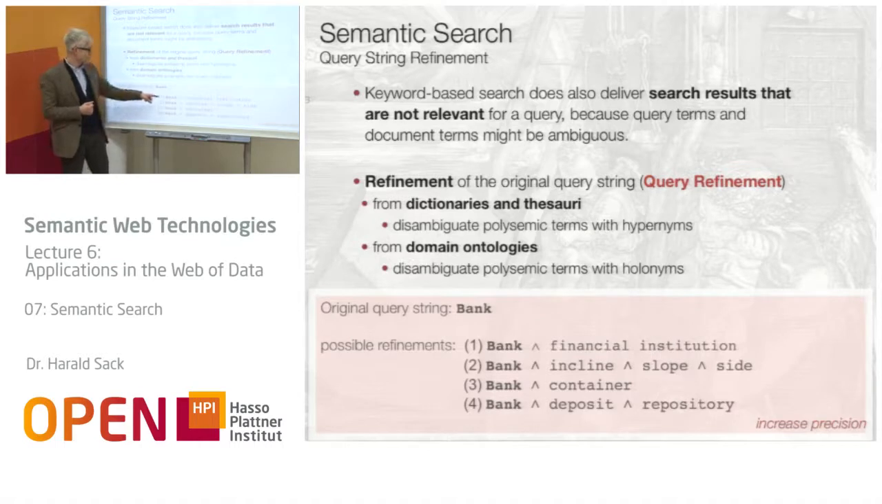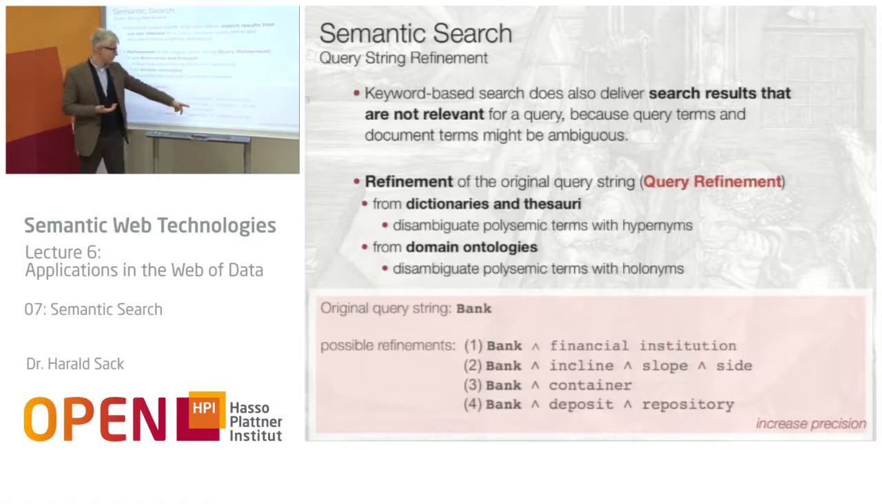In the first case, I connect bank with financial institutions. And then in the first query string, it will be much more unlikely that I will find things that refer to a container, to a slope, or to a deposit, for example. Again, also in the second example, I can combine bank with incline, slope, and site, and then I will end up in something geographical, something that has nothing to do with financial institution and container.